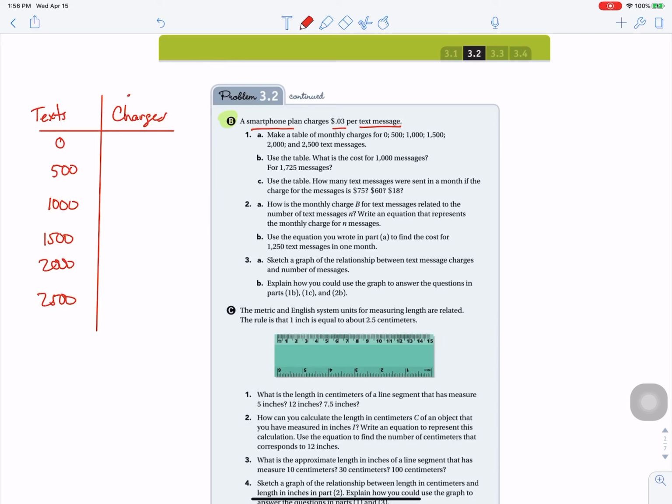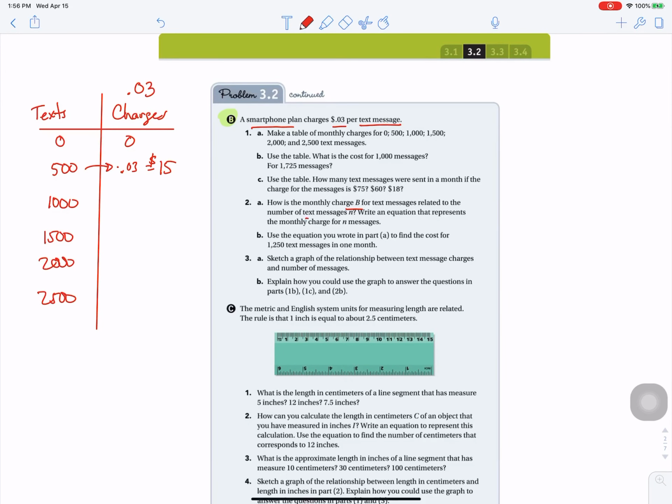And we know that it's 3 cents per text message. So basically we're just multiplying, right? This times 0.03, which happens to be $15 for 500 text messages. It's going to kind of add up in terms of expenses. Then it's asking you, how is the monthly charge B for text messages related to the number of text messages N? And write an equation that represents that.